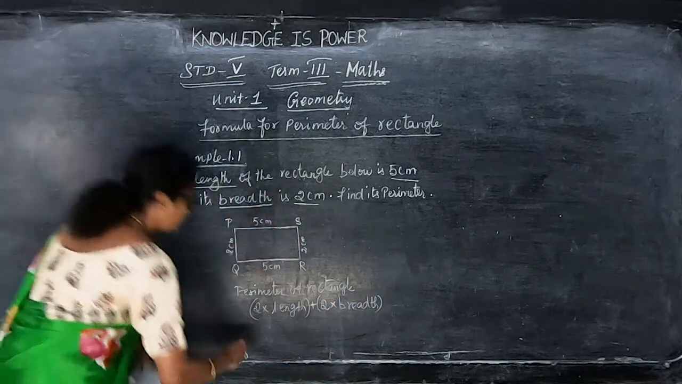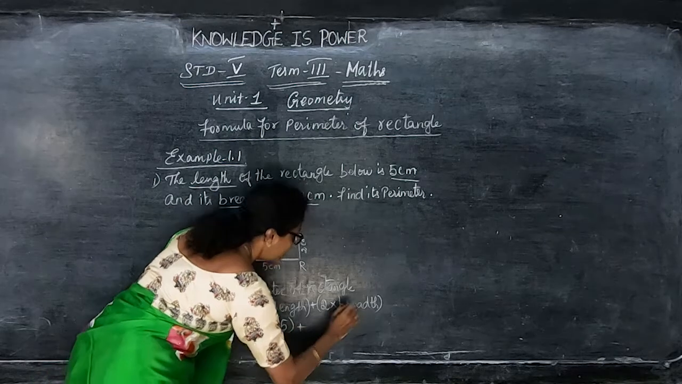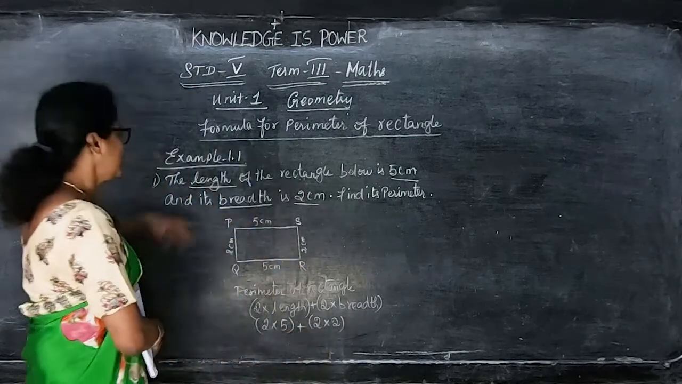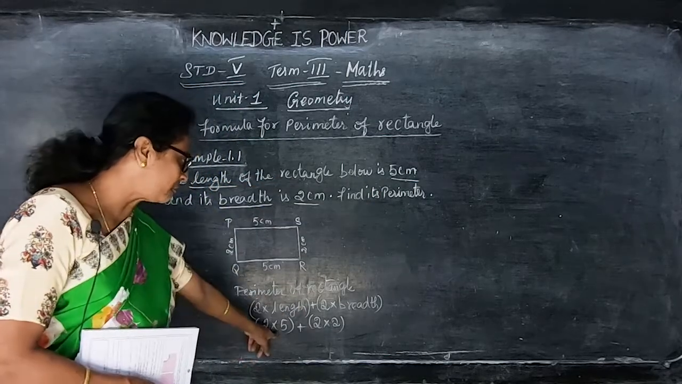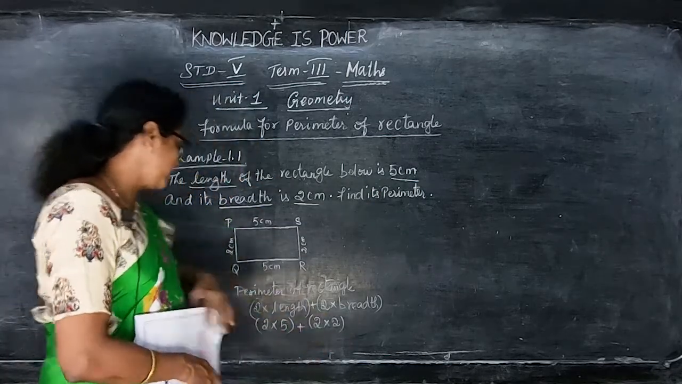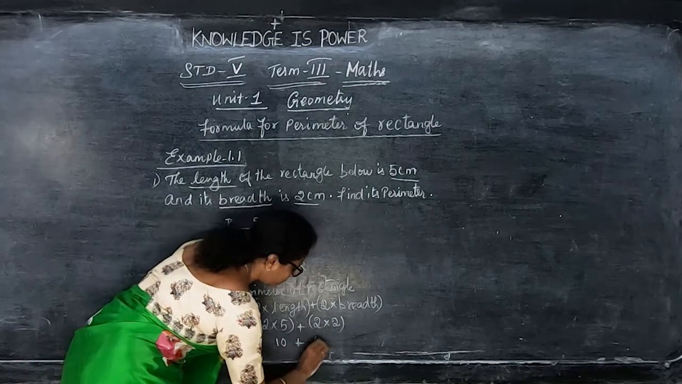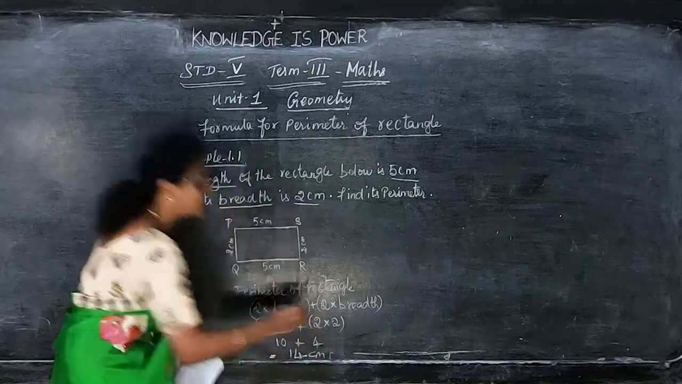So 2 into length, the length is 5 centimeter. So 2 into 5 plus breadth, 2 into 2. Can you understand? Length is 5 centimeter, so 2 into length is 2 into 5, and 2 into breadth is 2 into 2. So 2 5s are 10 plus 2 2s are 4. That is equal to 14 centimeter.